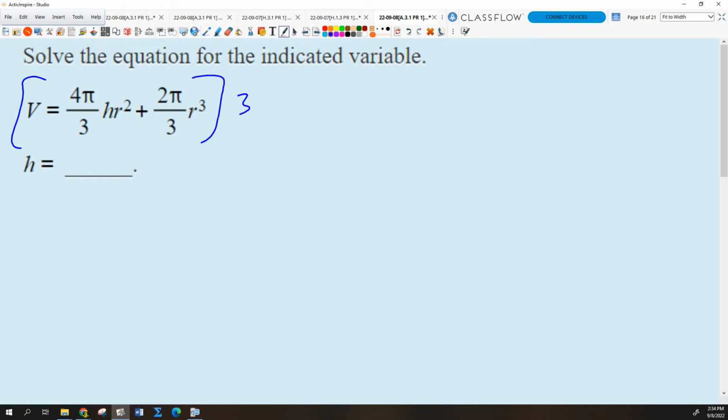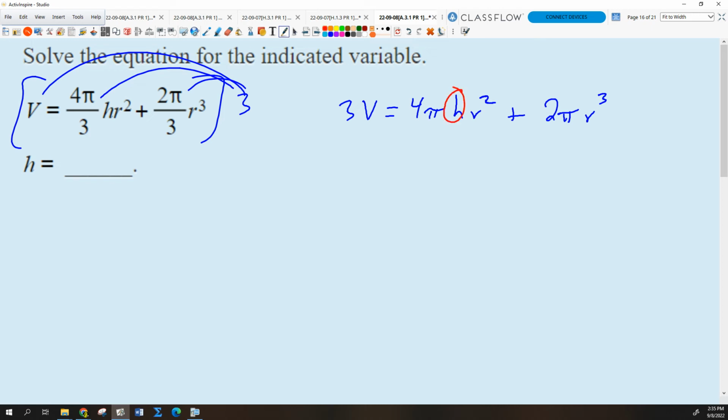So if I distribute the 3 all the way through, what am I going to get? Well, I get 3V. Everybody agree the 3's are going to cancel there, right? So I'm just left with 4 pi HR squared plus the 3's cancel, and I get 2 pi R cubed. So now we can point to a single H.